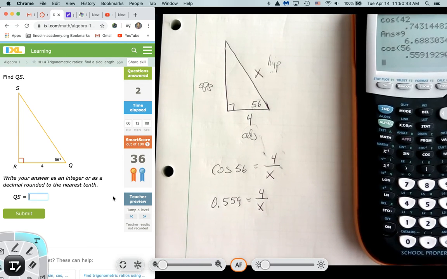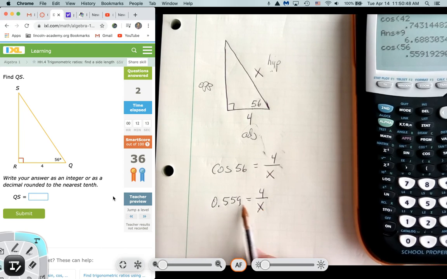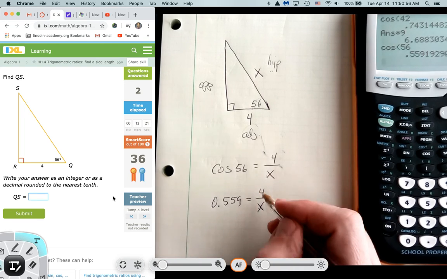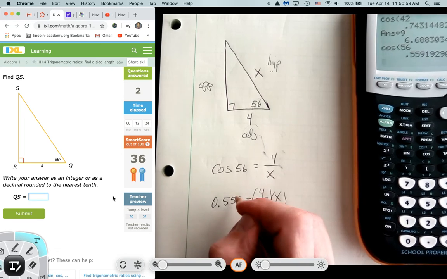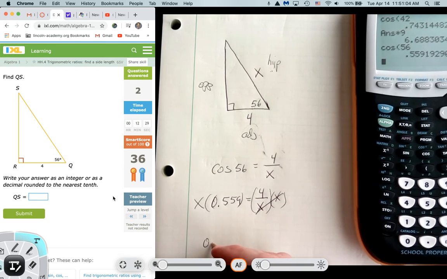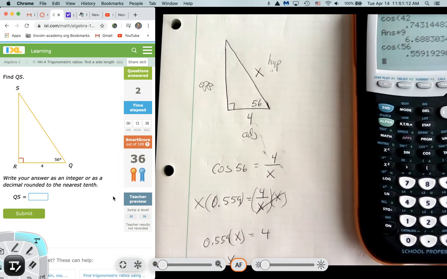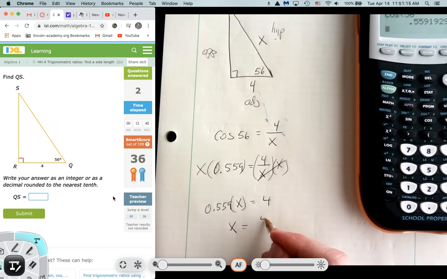Now this is what I mean by a two-step equation. My variable's underneath. I can't times this by 4. Don't times it, that'd be wrong. I have to bring the x over, get the x out of the denominator. So what I'm going to do is times both sides by x first, and that gets me 0.559 times x equals my 4, and then x is going to equal 4 divided by 0.559. So that took a couple steps.